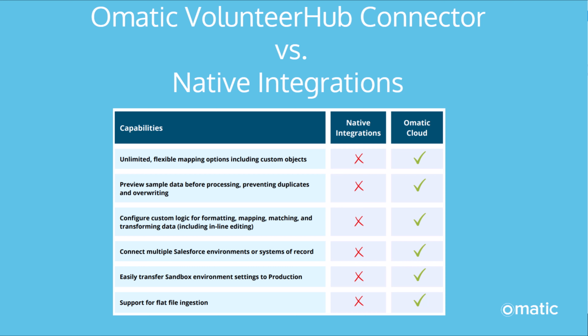With Omatic Cloud and the VolunteerHub connector for Salesforce, there's a single ingestion point to manage nonprofit data. Omatic excels at duplicate record identification and prevention and enables you to easily set your own rules for how, when, and where data is sent.